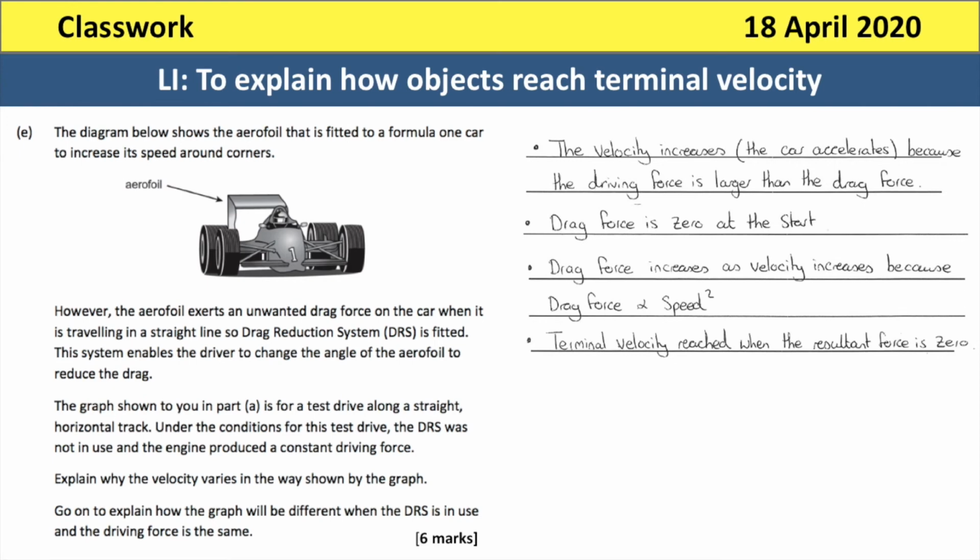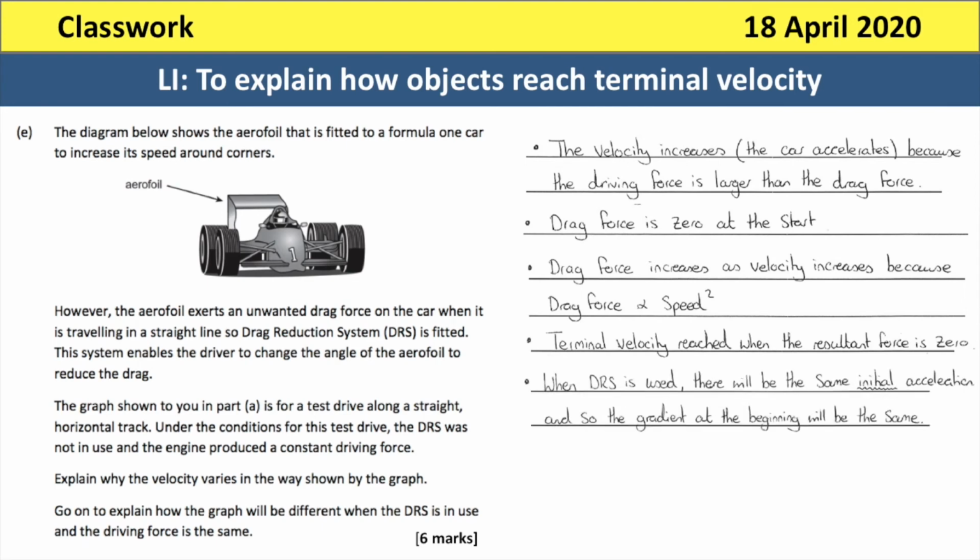Now we then need to answer the second part of the question, which was go on to explain how the graph will be different when the drag reduction system is in use. So when the drag reduction system is in use, that means that the drag force is going to be less for a longer period of time. But that means that the acceleration initially would actually be the same for the car because it starts with 0 drag force. With or without the DRS, we would actually have the same initial acceleration, and so the gradient of the graph at the beginning will be the same.